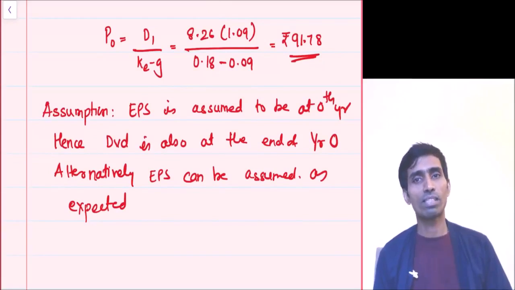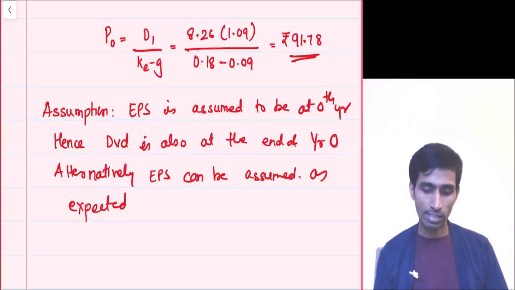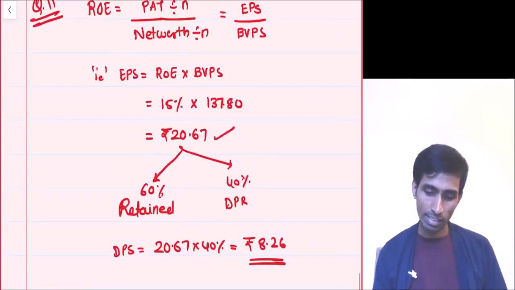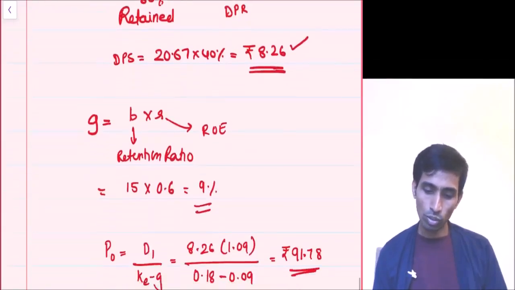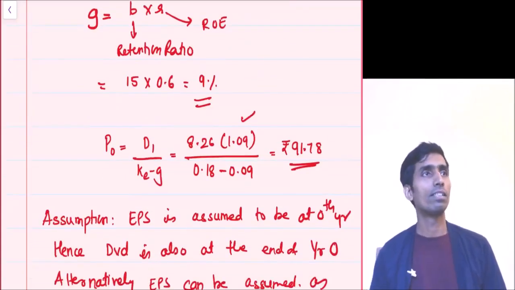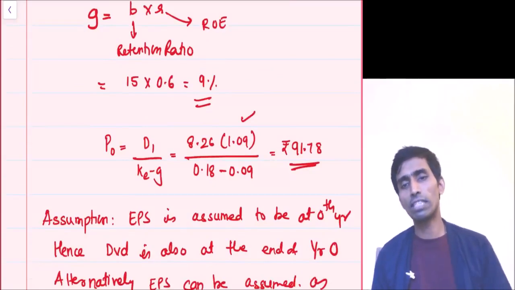Alternatively, EPS can also be assumed as expected, means E1. So if this is E1, then this is D1. No need to multiply here with 1.09. Okay, that is the stuff. Then too, because the question is not clear. Fine.